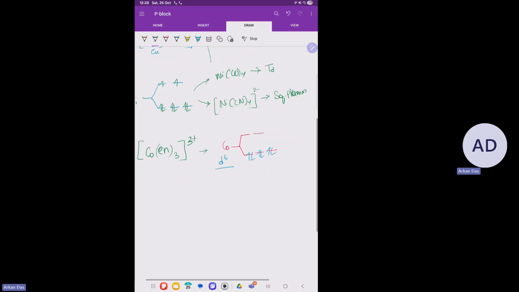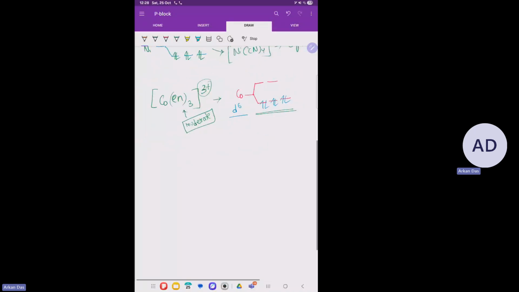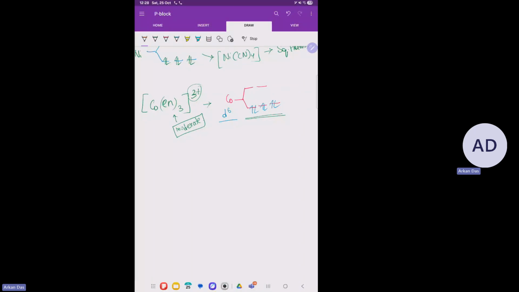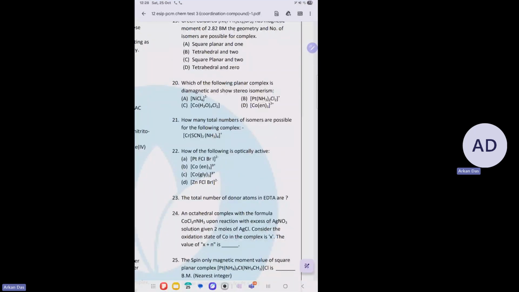En is what type of ligand? En is a moderate type of ligand. But here, cobalt being in +3 oxidation state will show the electron distribution like this. Once the electron distribution is done for cobalt, we will observe the whole compound to have what type of geometry, which we have already drawn once. Something like this will be formed, and it is optically active. So the question is, which of them shows stereoisomerism? Definitely Co(en)3 can show stereoisomerism. It is diamagnetic, so the answer will be option D.